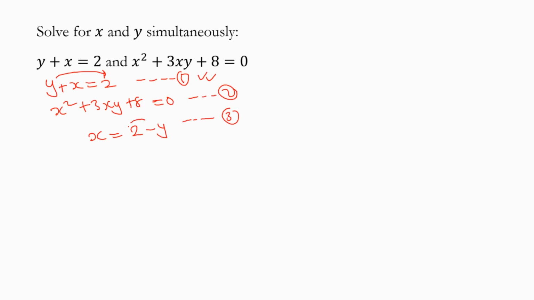And then where there is x, we put 2 minus y. So it becomes (2 minus y) squared plus 3 times (2 minus y) times y, plus 8 is equal to 0. Let's expand the square binomial here. Remember what we said. How do you expand the square binomial?